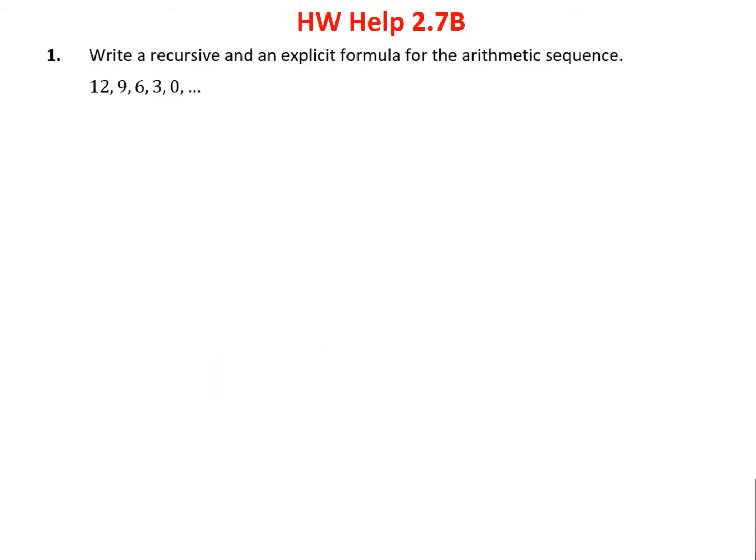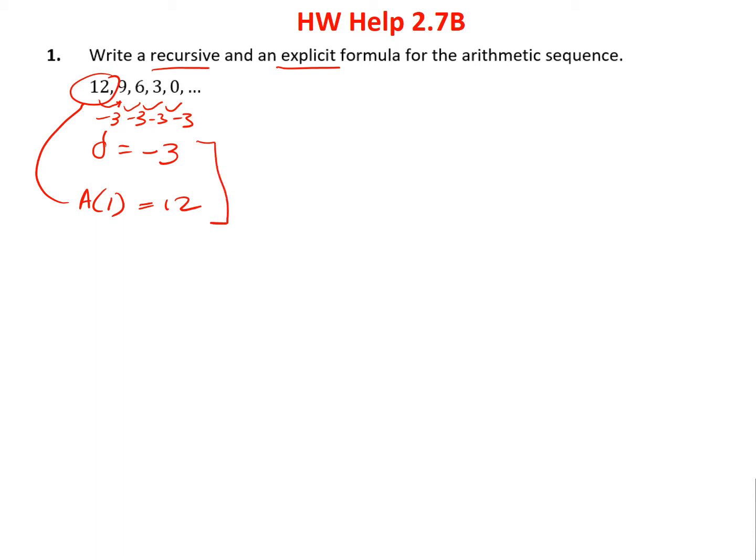So let's get started. The first problem asks us to write a recursive and an explicit formula for the arithmetic sequence. To do this, we need to find two things: the common difference and the first term. Okay, so let's look here. For our common difference, notice 12 minus 3 gives us 9, 9 minus 3 gives 6, 6 minus 3 gives 3, and 3 minus 0 gives 3. So our common difference is negative 3. Our first term is 12. Now, given those two pieces of information, we can solve the rest.